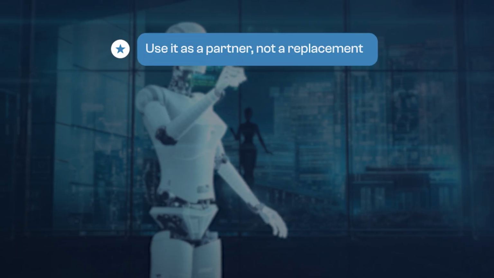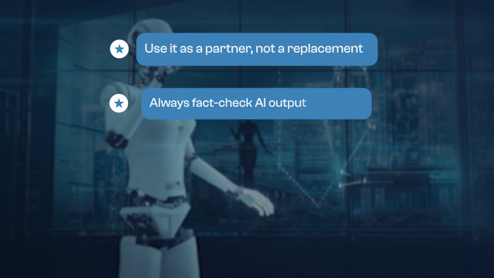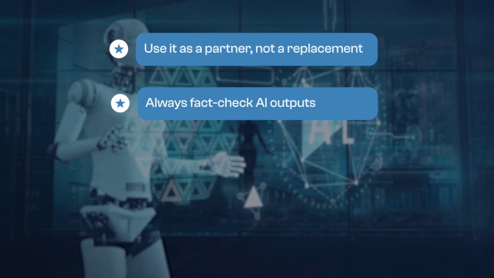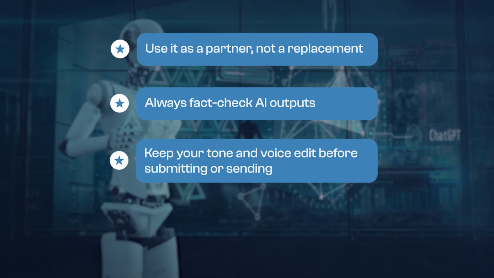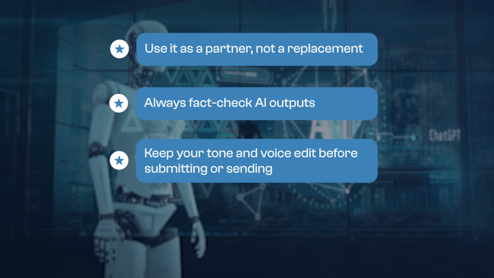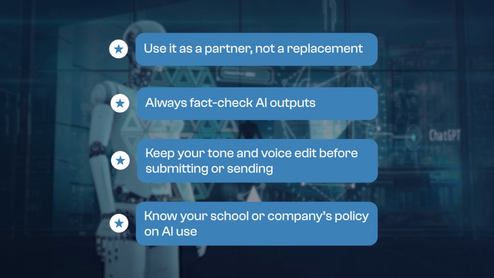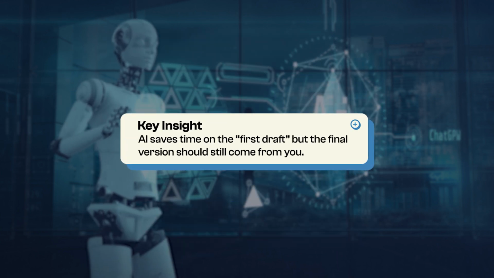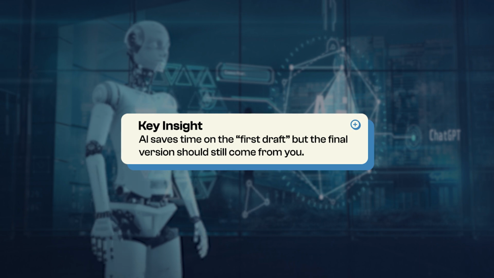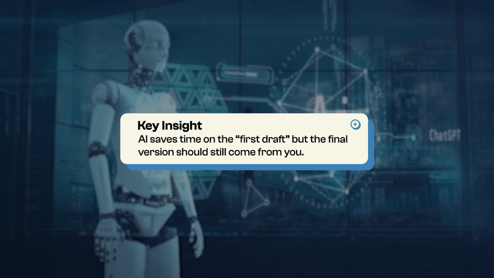Use it as a partner, not a replacement. Always fact-check AI outputs. Keep your tone and voice. Edit before submitting or sending. Know your school or company's policy on AI use. Key insight. AI saves time on the first draft, but the final version should still come from you.